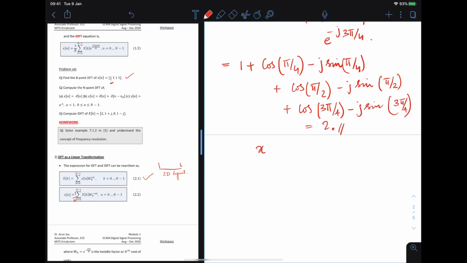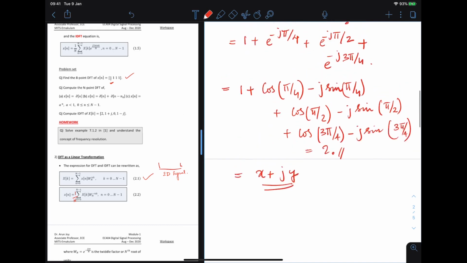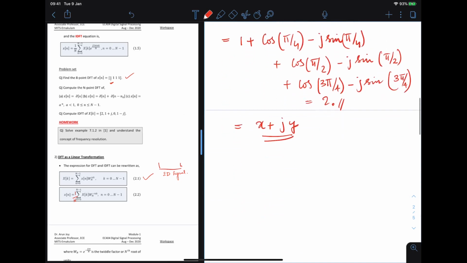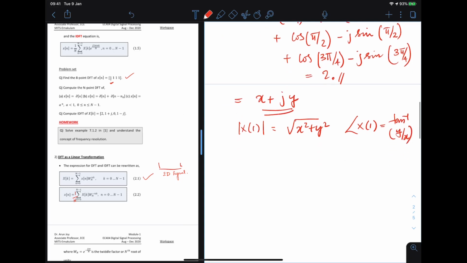So you will get something like this, x plus jy form. You'll have to find the magnitude and phase of this. So how do you find the magnitude and phase of this one? The magnitude of X of 1 will be root of x square plus y square, and the angle of X of 1 is tan inverse y by x. So find this solution and then find the magnitude and angle.